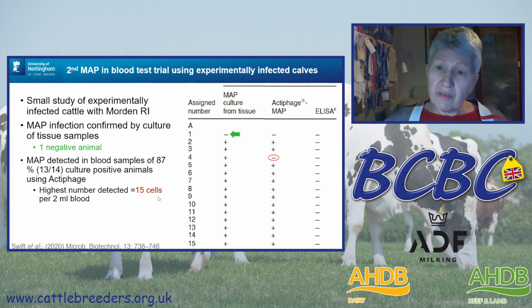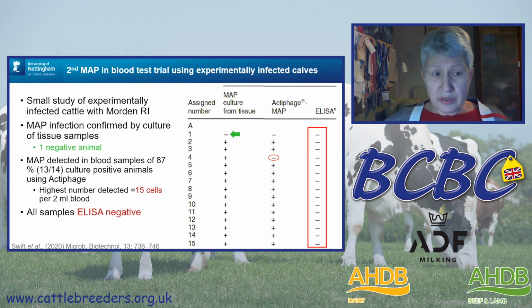Again, only very low levels of cells were detected, only 15 cells per mil. Now, as part of this study, a blood ELISA was also taken. And in this case, all of the ELISA results were negative, despite the fact these animals were culture positive. So this is the pattern we're seeing before. We're not getting agreement through the different types of tests you use.